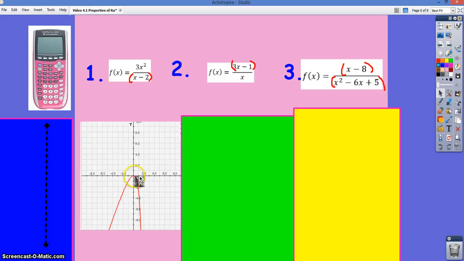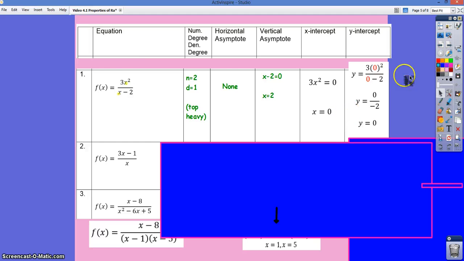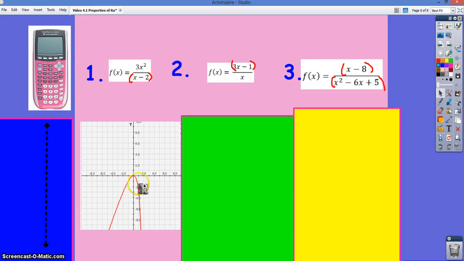Looking at this graph, we see that we have an x and y intercept at 0. So that confirms what we found before. We also see that we have no horizontal asymptote. There's no part of this graph that seems to get really close to but doesn't touch. However, at x equals 2, we have a vertical asymptote. We see that the graph appears to approach x equals 2, this vertical line, but not actually ever touch it.